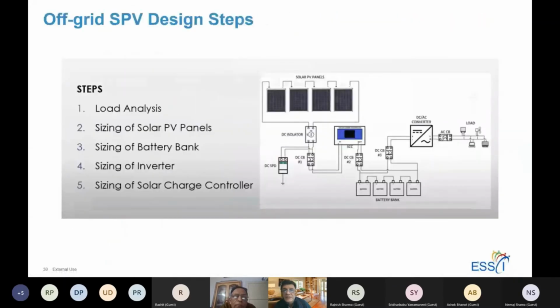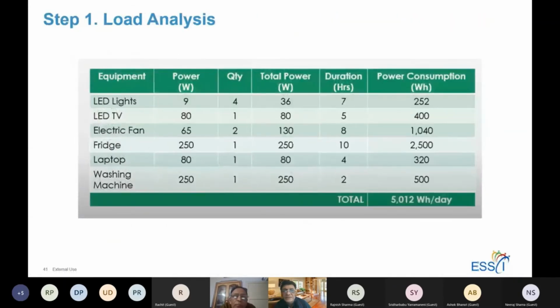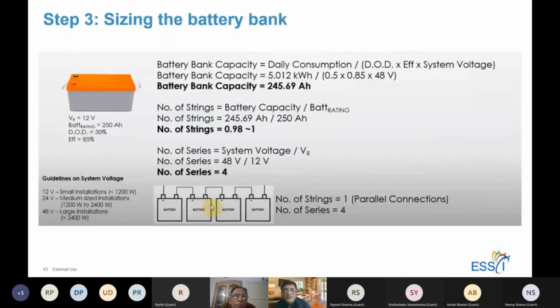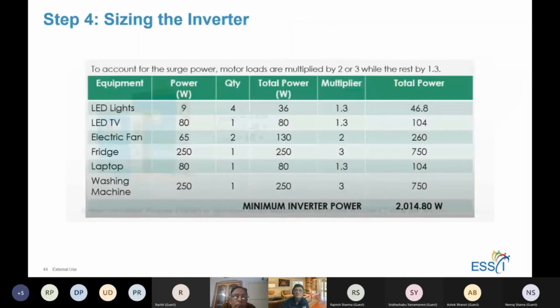You do that because of the surge power that is there in a typical site. So if you have a washing machine, or if you have a fridge where there is a motor load, then there is an inductive power drawn at the start of the machine, and the power needed is much more. So because of the startup load, typically you factor it like this.